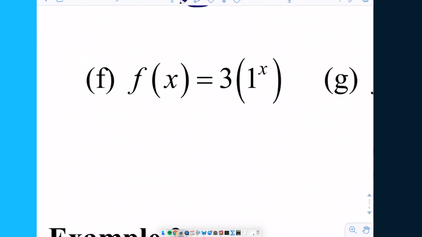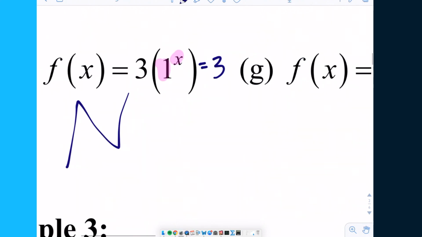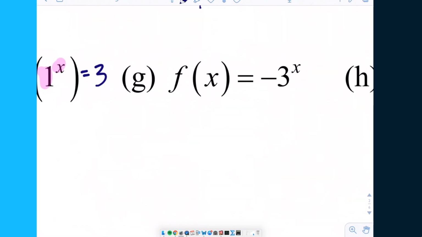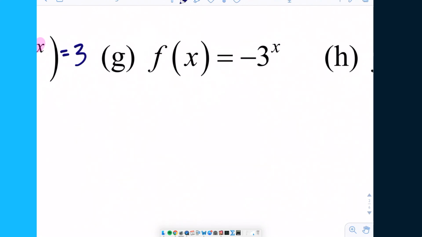All right, how about this one? Growth or decay? It's got a variable exponent, and it's got a numeric base. It's looking like it's exponential. Yeah, it's 1. What's another name for this function? 3. The horizontal line, y equals 3. It's not exponential at all. How fast does that grow? It doesn't, right? It's always a 3.